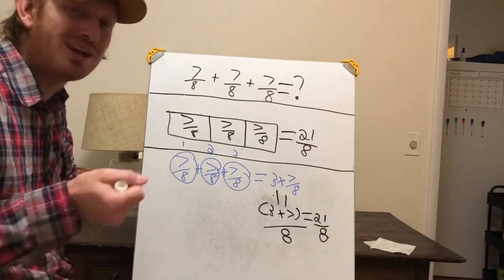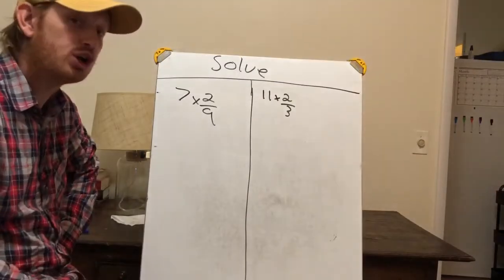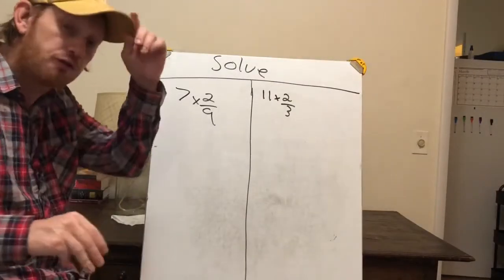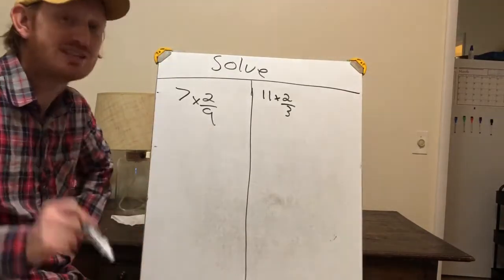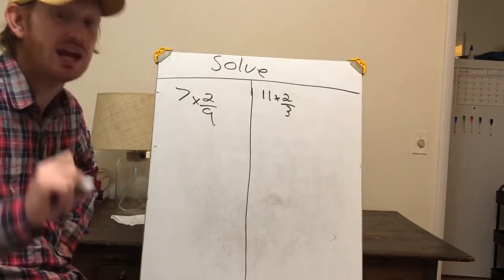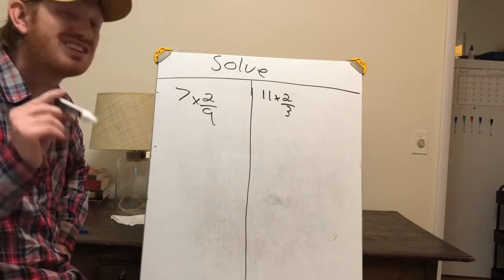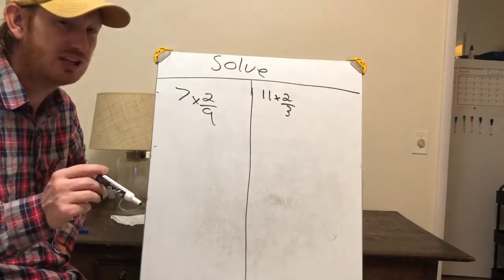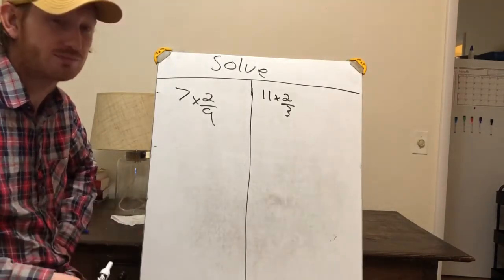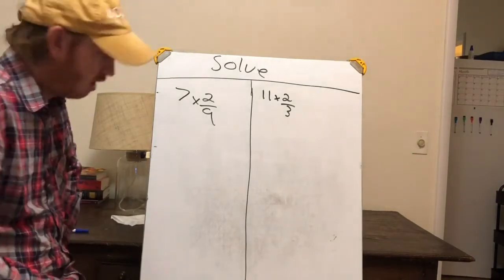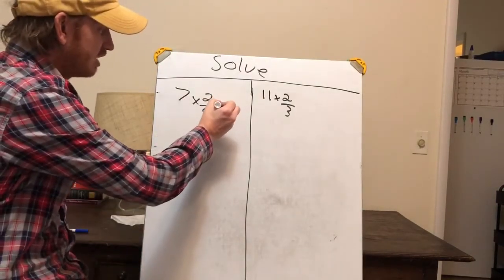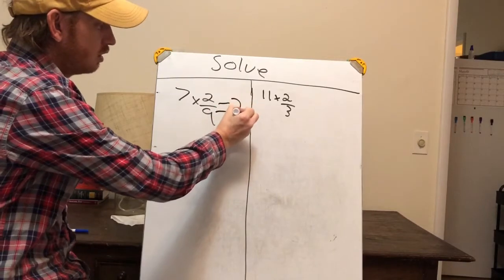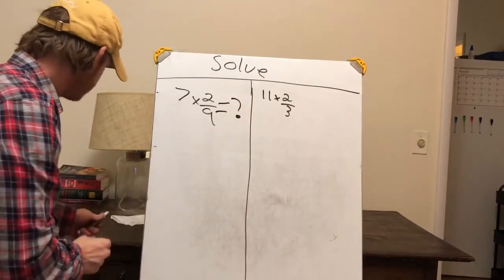Let's try another one and see what we can do. Now we're going to do 2 problems. The first way we're going to do each problem is by using the associative property and multiplication. When we're done, we're going to use the tape diagram in order to check our work. Let's jump into it. Our first problem is 7 times 2 over 9 is equal to some number.